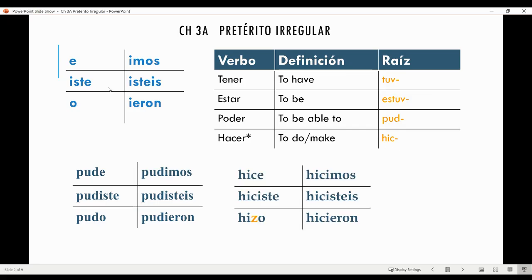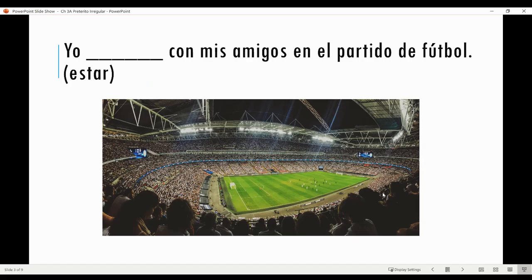So it's going to be hice, hiciste. However, as you can see, the C has become a Z. The reason why we do this change only for hacer, that's why it has an asterisk, is because if we kept a C, it would sound like hiko. We want to keep the same sound, so we're changing the C to a Z. That's why it's hice, hiciste, hizo, hicimos, hicisteis, hicieron. All right, now let's practice them in context.